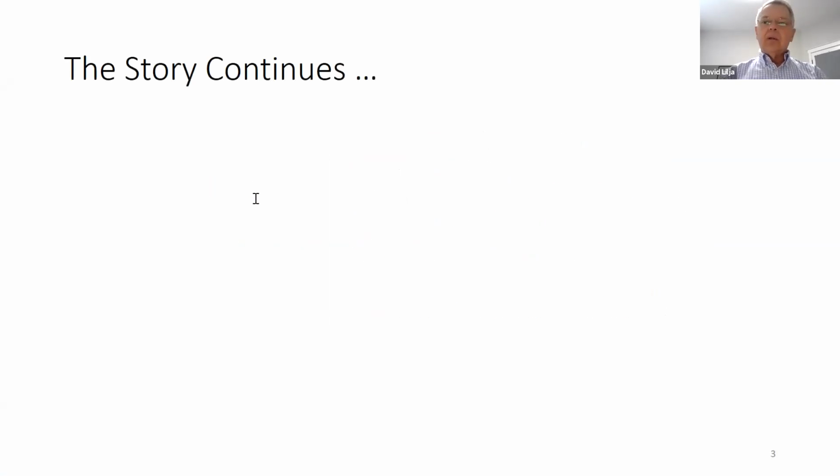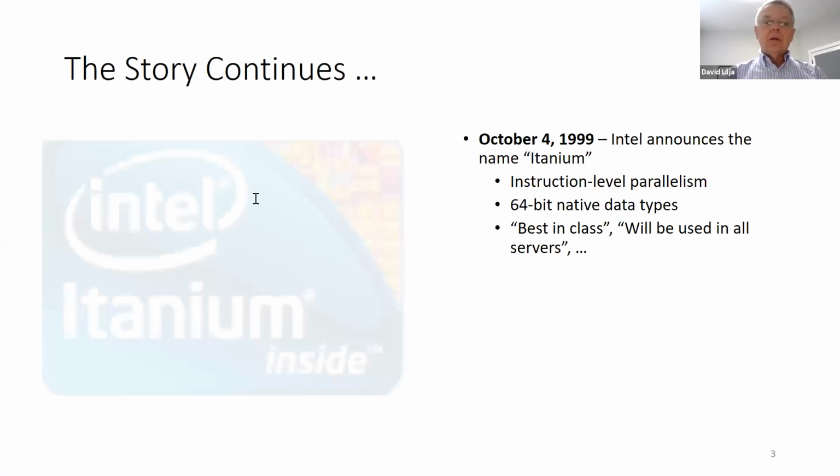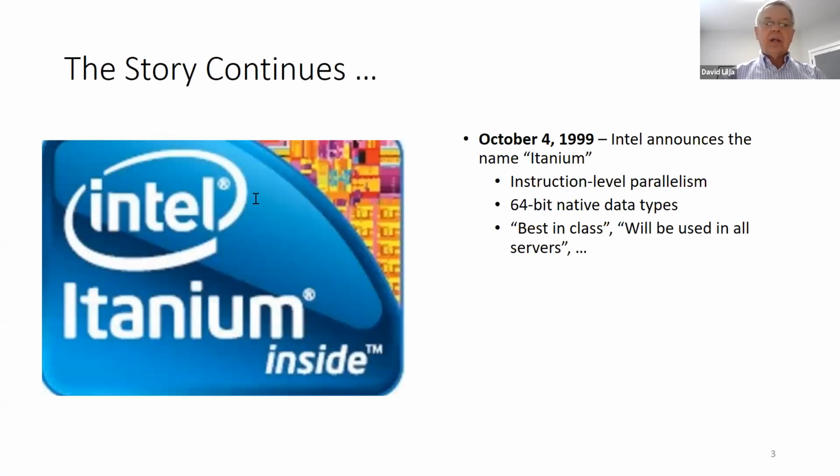Well, in October 1999, Intel announced the name Itanium. So many of you have probably heard of the name Itanium. This was their instruction level parallelism processor, with 64-bit native data types that would be best in class. It would be used in all servers all over the world all the time, things like that. So it was really quite exciting.